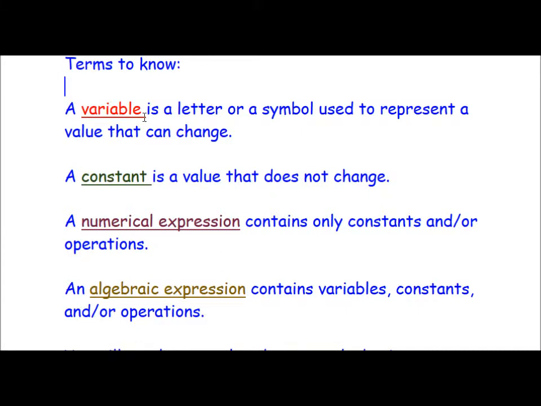A variable is a letter or a symbol used to represent a value that can change. A constant is a value that does not change. A numerical expression contains only constants and/or operations. An algebraic expression contains variables, constants and operations.